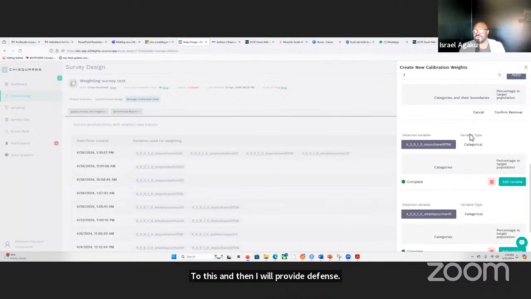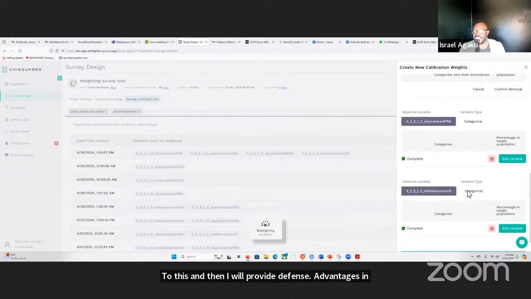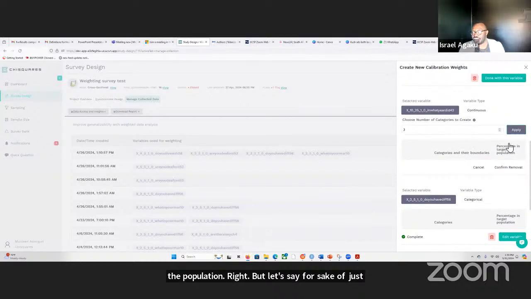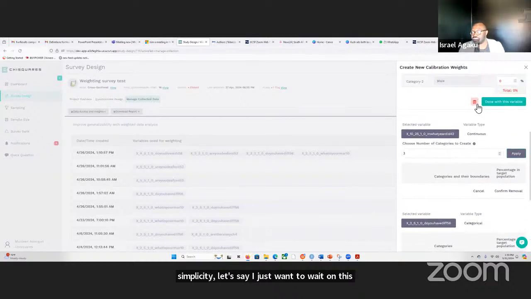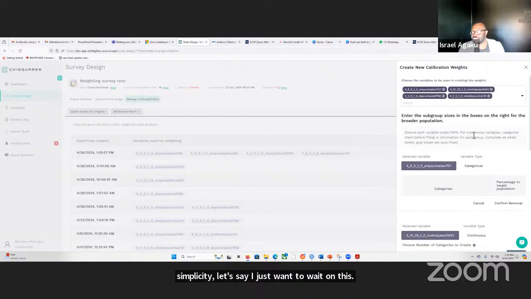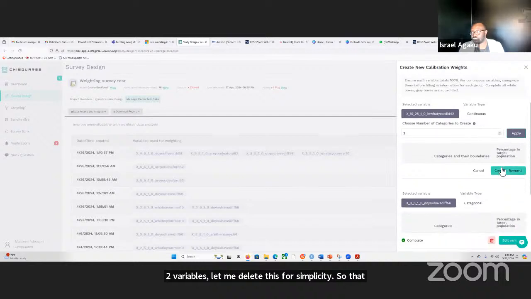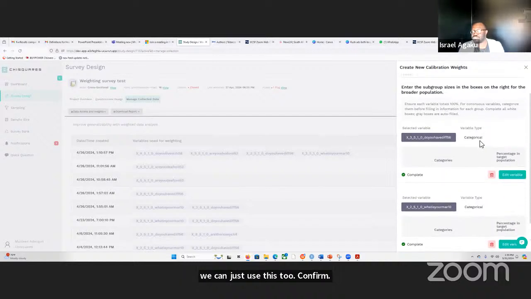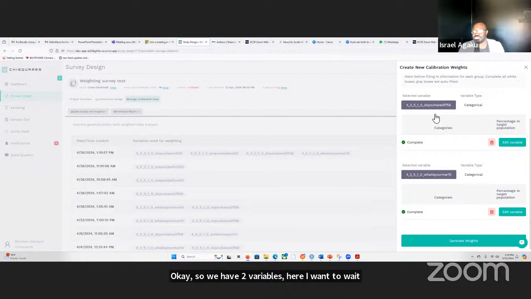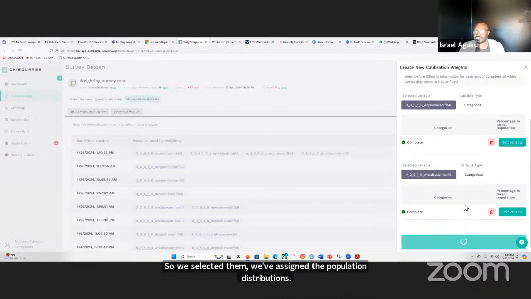But let's say, for the sake of simplicity, I just want to weight on these 2 variables. Let me delete this one for simplicity so that we can just use these 2. Confirm removal. So we have 2 variables here that we want to weight on. So we've selected them, we've assigned the population distributions, and now we just generate weights.